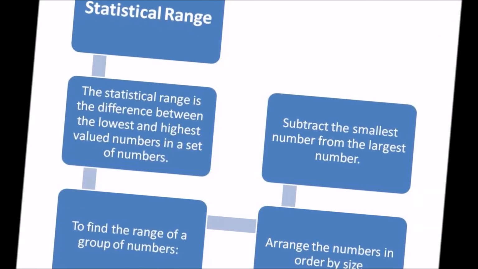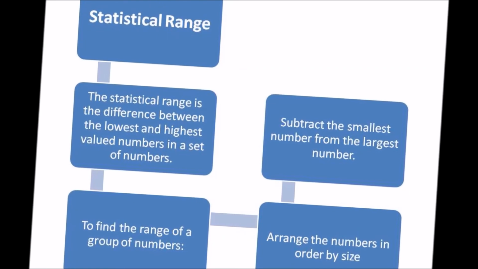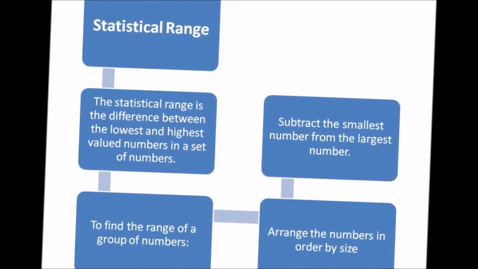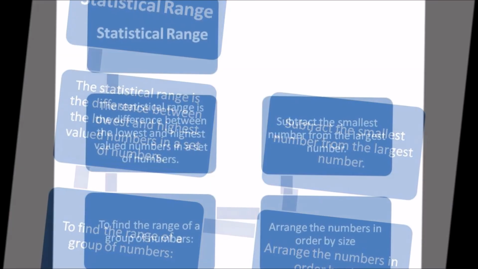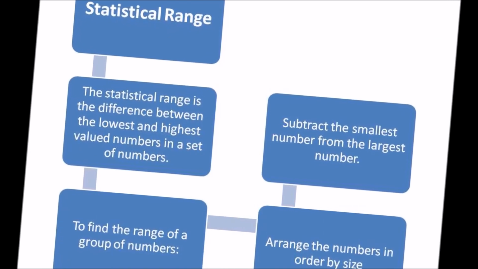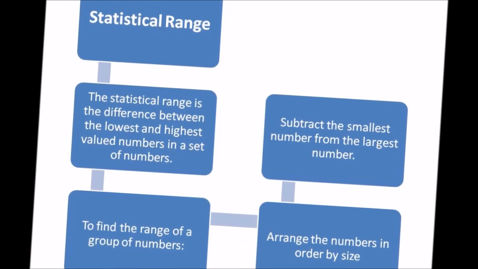Statistical range. The statistical range is the difference between the lowest and the highest value numbers in a set of numbers. To find the range of a group of numbers, arrange the numbers in order by size. Subtract the smallest number from the largest number. So range can be calculated.